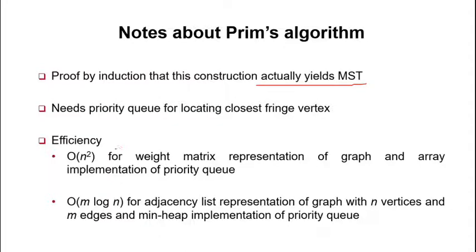For efficiency, it is O(n squared) for the weight matrix representation: based on the matrix representation of the graph and an array implementation of the priority queue, we end up with n squared. But for the adjacency linked list, we obtain m log n, which uses a minimum heap with n vertices and m edges, as the implementation of the priority queue.